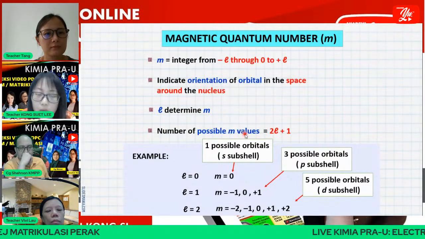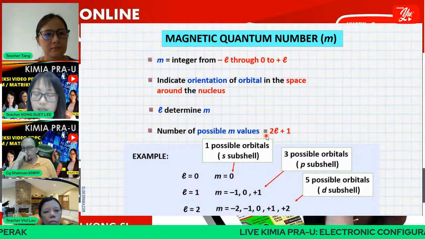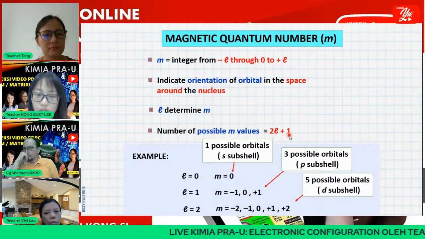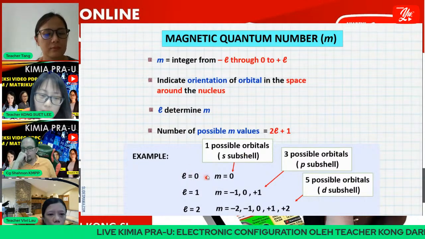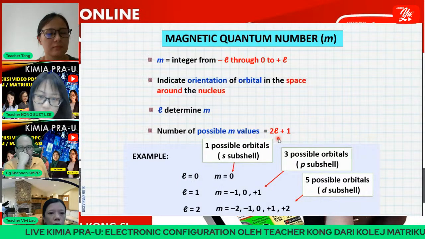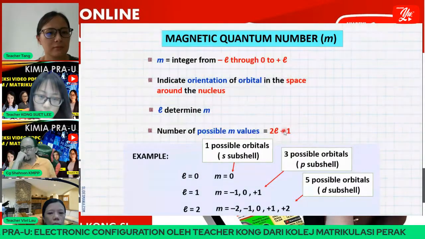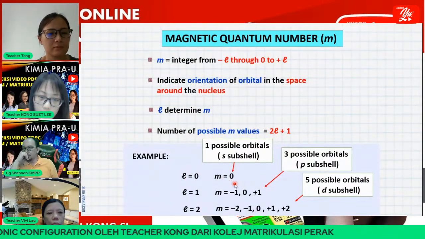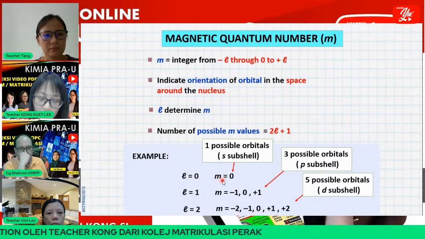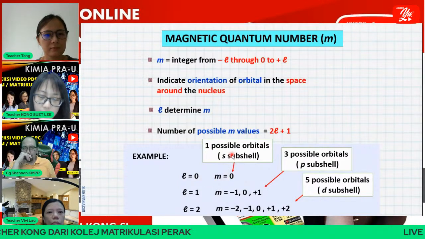The possible m values can be calculated by 2L plus 1. For example, when L equals 0, if you substitute 0, the answer is 1. That's why there is only one possible orbital, so m equals 0 and it represents the s subshell.